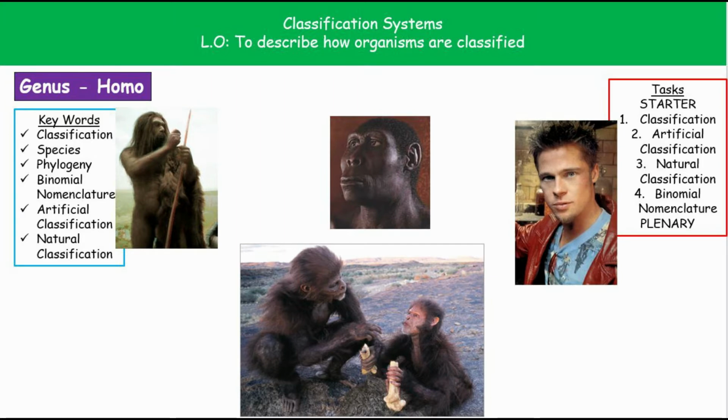Now, in terms of us as humans, our genus is Homo. Now, Homo isn't just what we are today, that covers early versions of humans as well. So what we can see in the pictures here is everything from current humans to some of our earlier ancestors there, but all of us in the genus of Homo.